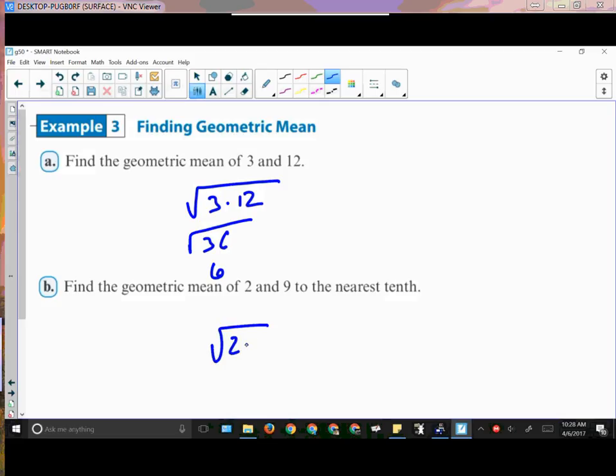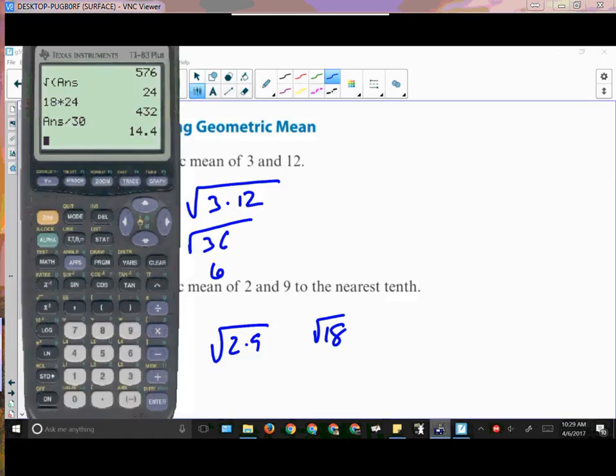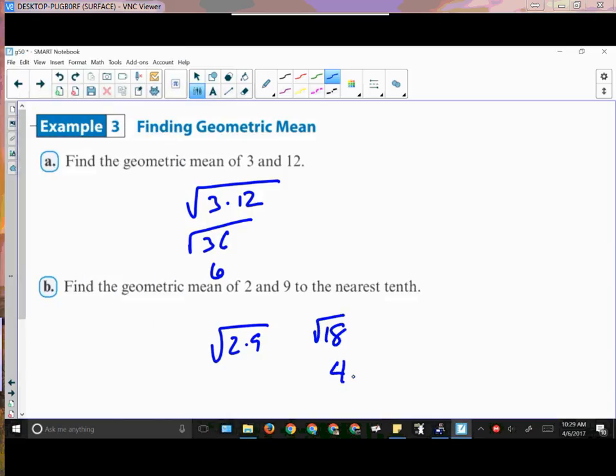Geometric mean of 2 and 18. Square root of 2 times 18, which gives me the square root of 36. Now, if they want you to round it to the nearest tenth, you just simply take a calculator and take the square root of 18, and I end up at 4.2.